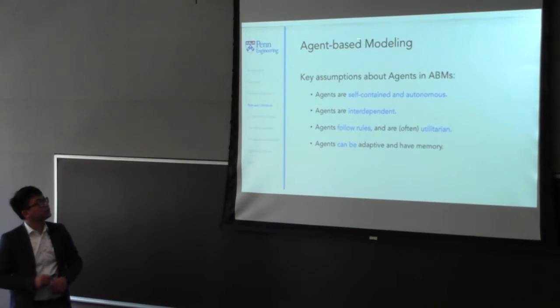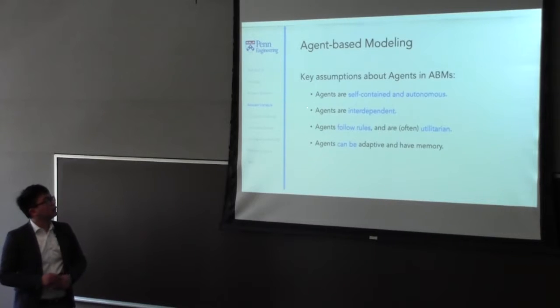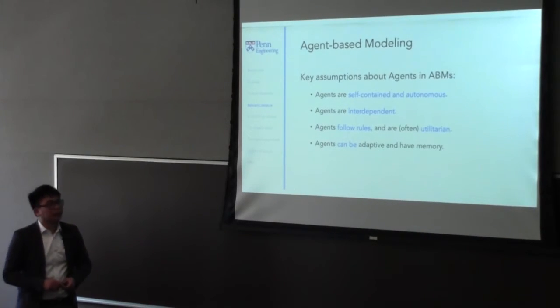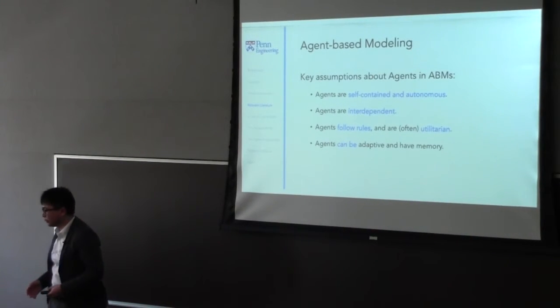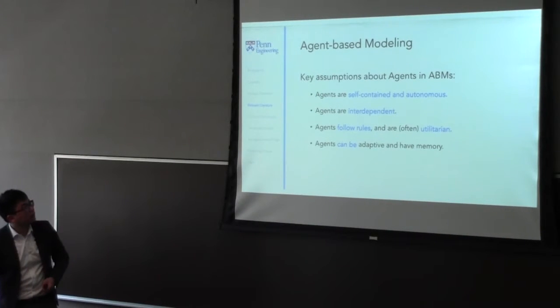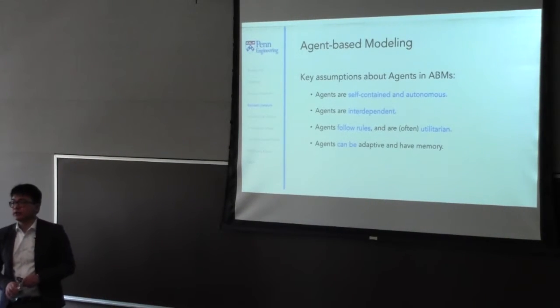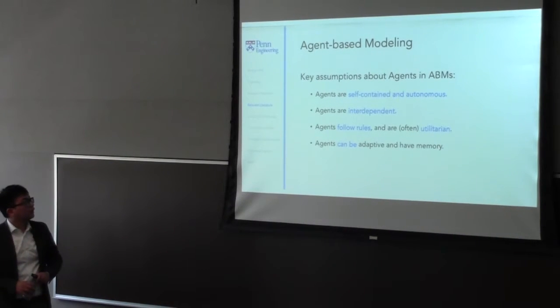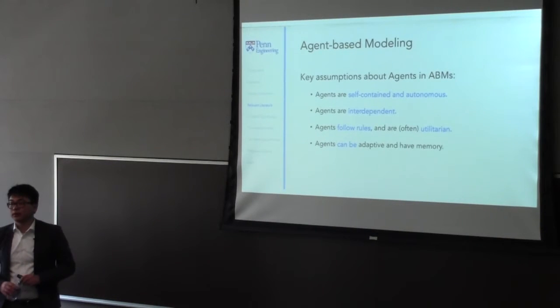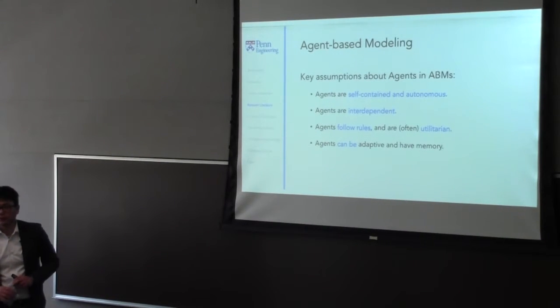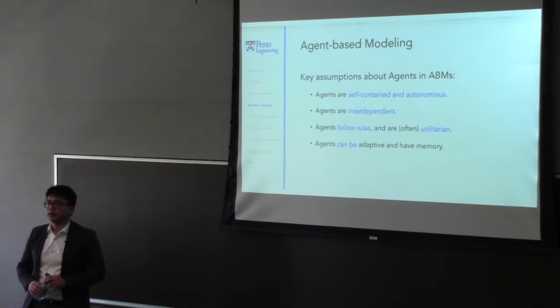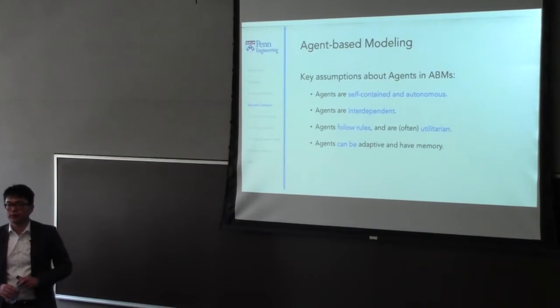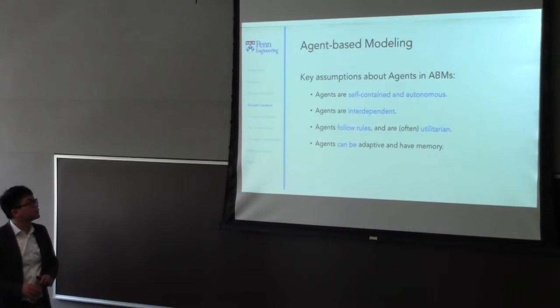There are a few key assumptions about agents in ABMs. There are four of them I find universally accepted across different ABM models. The first is that they are self-contained and autonomous. So an agent is independent, just like human beings. You have your own characteristics, you have your own decision-making mechanisms. The agents are also interdependent, because the dynamics of the simulation in an ABM depend on the social or any kind of interaction between the agents and their environment.